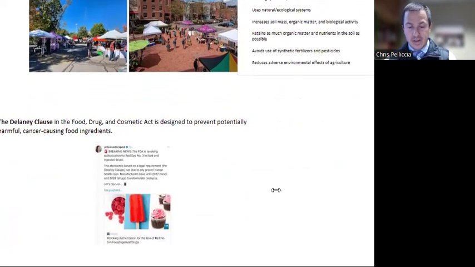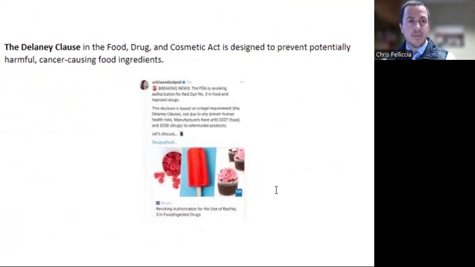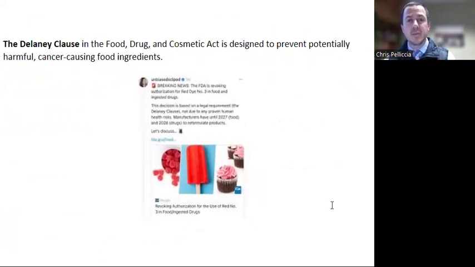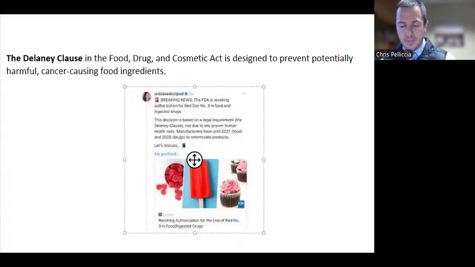One bit of legislation that I'd like to touch on here is what's called the Delaney Clause. The Delaney Clause in the Food and Drug and Cosmetic Act is designed to prevent potentially harmful cancer-causing food ingredients from entering into the food supply. And that's going to be a really important legislative advance in terms of agriculture and food production. But let's get back to that shade-grown coffee now, because that's something I would really like to talk about here.